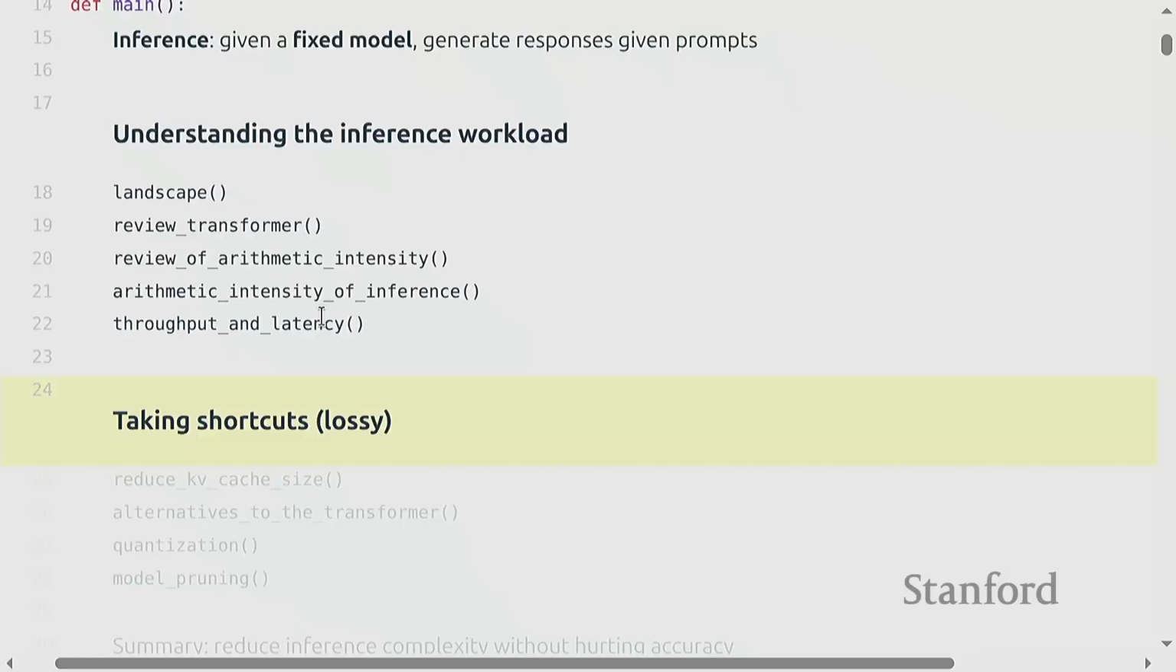Okay, so there are some things that you can do that are lossless. You can write better kernels, you can improve your systems, but I would say that there's a lot you can do if you're willing to take shortcuts. And these are really interesting because technically this lecture is on inference, but secretly it's on model architectures. Because what you'll see is that a lot of the changes in model architecture are going to have direct impact on inference, and were actually inspired by needing to do inference quickly.